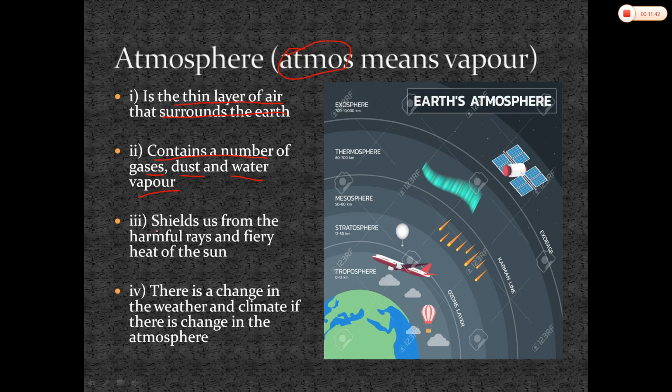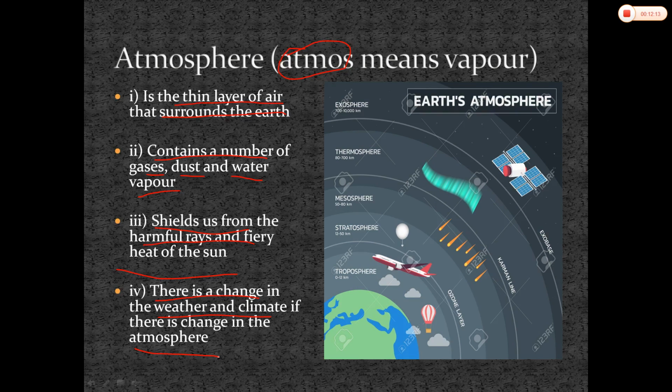The atmosphere is a kind of shield that protects our life from the harmful rays and fiery heat coming from the sun. There is a change in the weather and climate if there is a change in the atmosphere. Even a little change in the atmosphere will change the weather and climate.